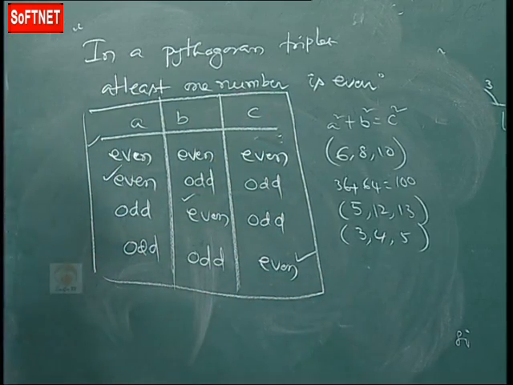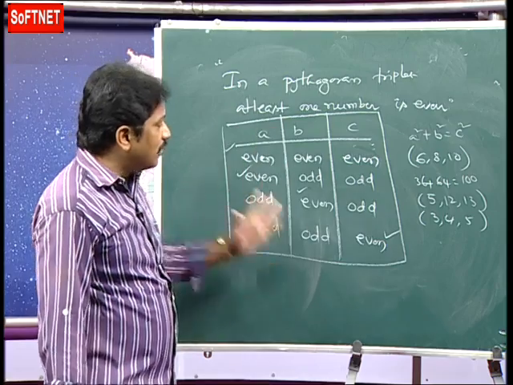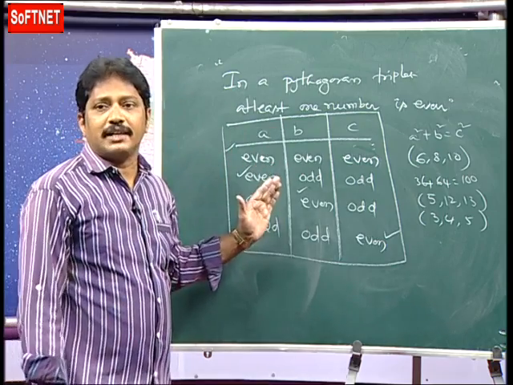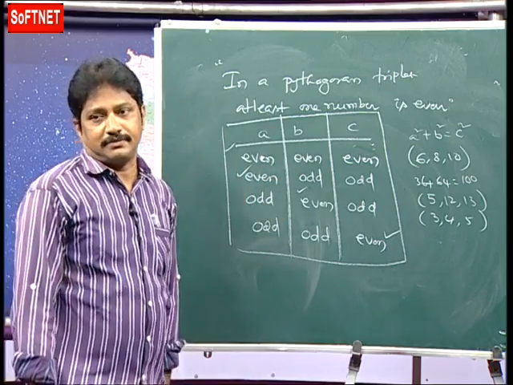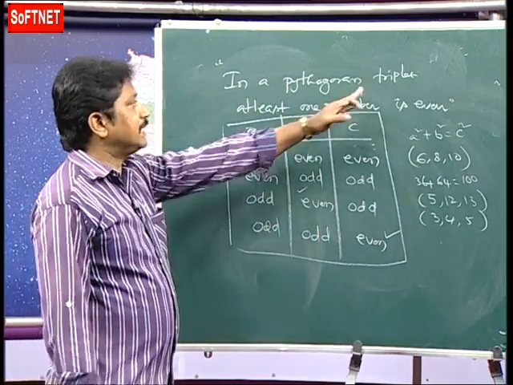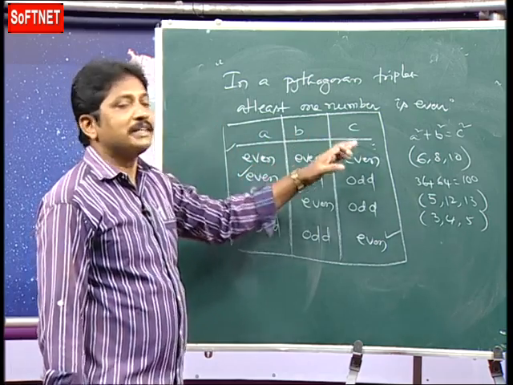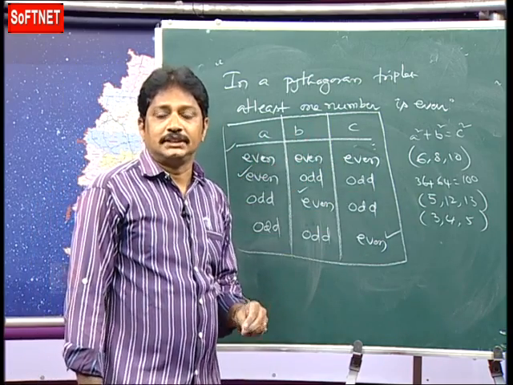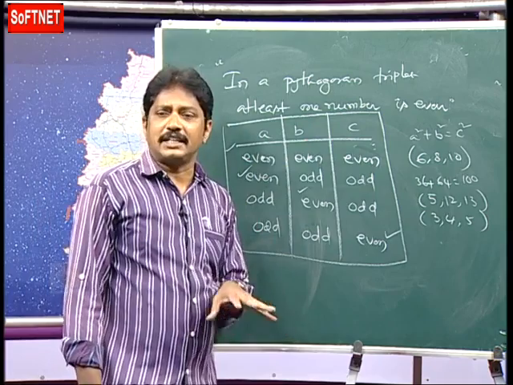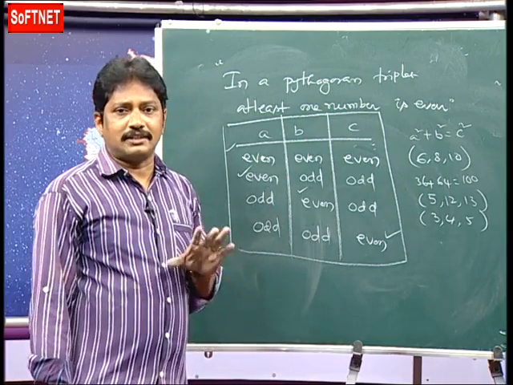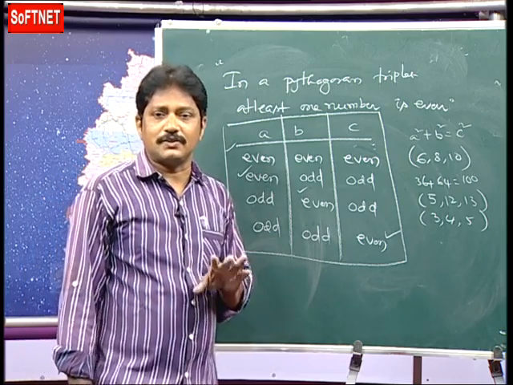These are the total possibilities. Among these 4 possibilities, without an even number, there is no Pythagorean triplet. Hence, we can say in a Pythagorean triplet, at least one number is an even number. It's very important, because you already know that you are going to write this test for the PGTs or TGTs, whatever it may be.